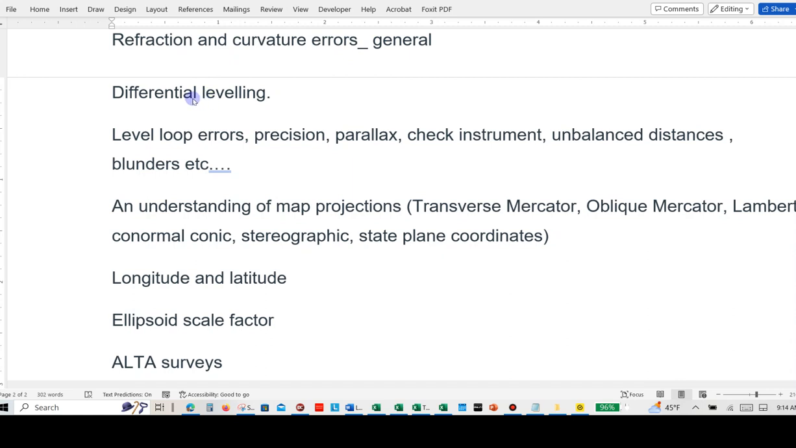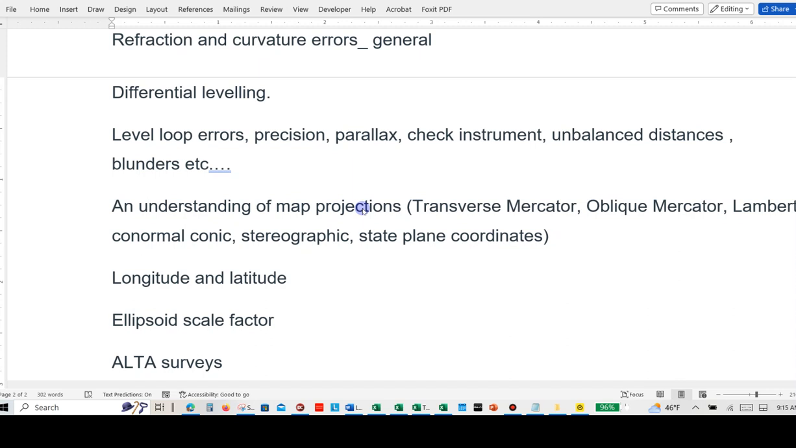Differential leveling. So there's understanding the errors and blunders. I guess it'd be systematic errors and natural errors or something. I don't know, but understanding what those are. Parallax, checking the two-peg test, with how the unbalanced distances affect your shots. Maybe if there's a bad instrument, you definitely want to use the three-wire leveling, blunders, understanding map projections.